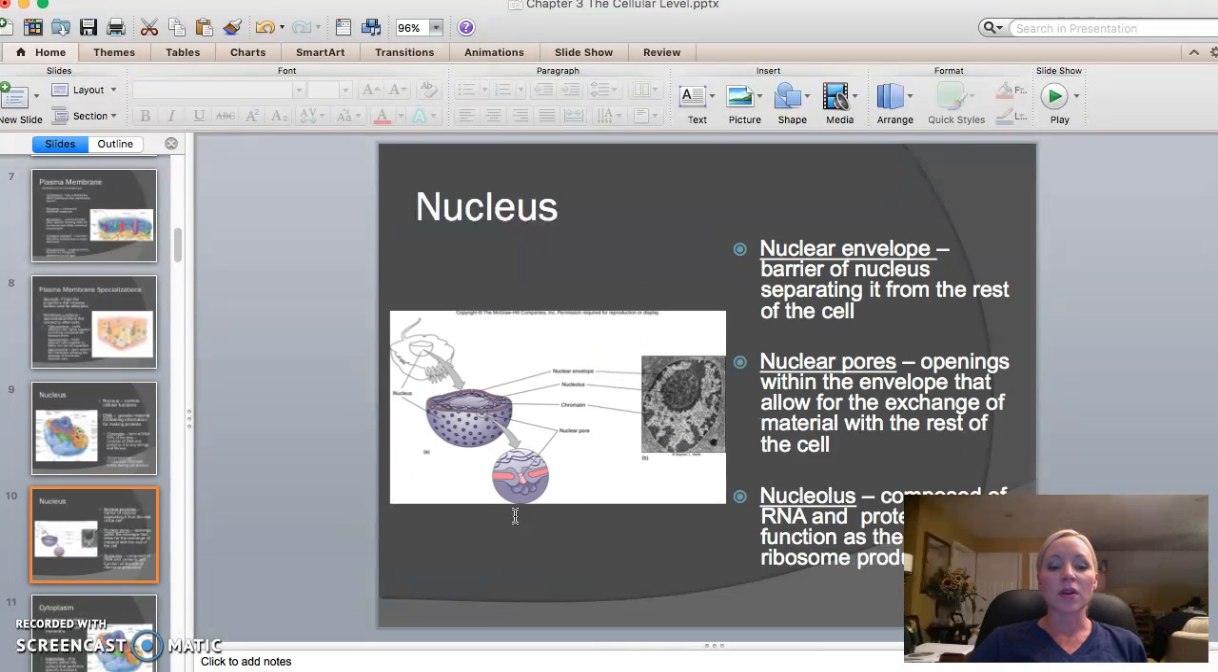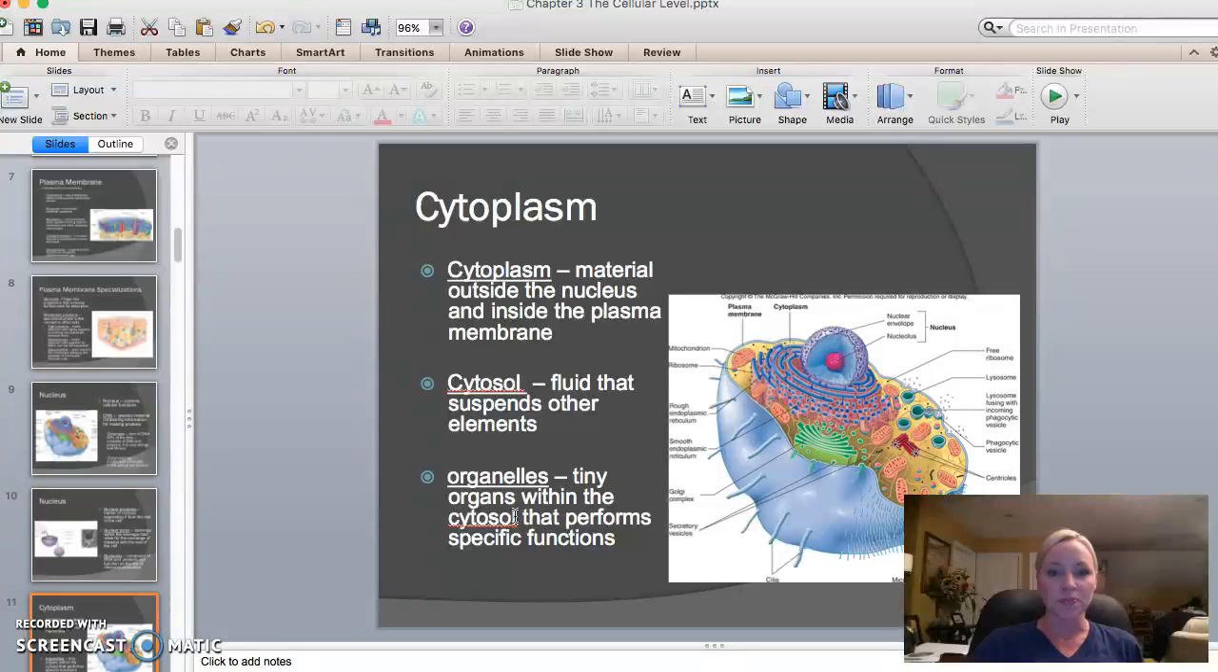Now, you can see here you have the nuclear envelope, the nuclear pores, and the nucleolus. The nuclear envelope, of course, is kind of like the plasma membrane, serving a similar purpose, but it is going to be a barrier just to the nucleus, between what's in the cell versus what's inside the nucleus. So the nuclear pores are going to be openings within the envelope that allow for the exchange of material with the rest of the cell. And the nucleolus is where we're going to find our RNA and our proteins. Also very important, it is the site of ribosome production.